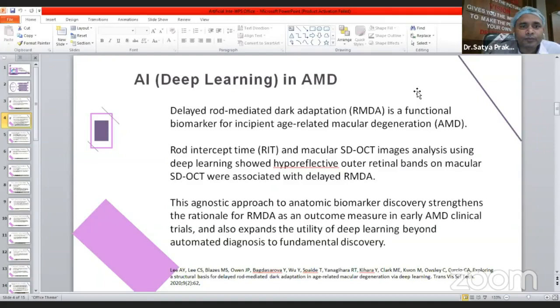And in cases of delayed rod-mediated dark adaptation, RMDA is a factor which is a functional biomarker of incipient AMD. So rod intercept time and macular SD OCT image analysis using deep learning or artificial intelligence showed hyporeflective outer retinal bands on macular SD OCT, which were associated with delayed RMDA. This agnostic approach to anatomic biomarker discovery strengthens the rationale of RMDA as an outcome measure in early AMD clinical trials, and also it expands the utility of deep learning beyond the automated diagnosis to fundamental discovery.